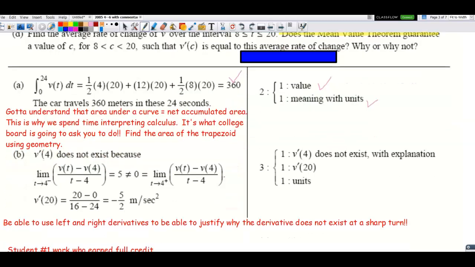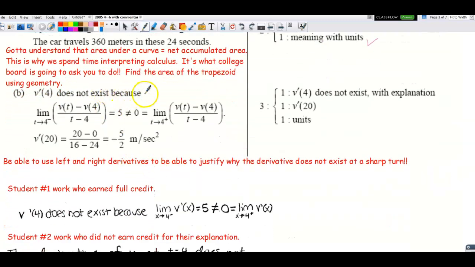Let's look at the scoring guide. So we're going to say v prime of 4 does not exist because, and this is how we write up our justification, the left derivative, so this is the slope on the left, does not equal the slope on the right, and your explanation has to be correct to get that first point. The second point is for getting the correct number for v prime of 20, and it does not have to be simplified. You could write it just like that, or you can simplify it, or you can have a fraction that is not reduced. And they did ask us for units, and it has to be meters per second squared.